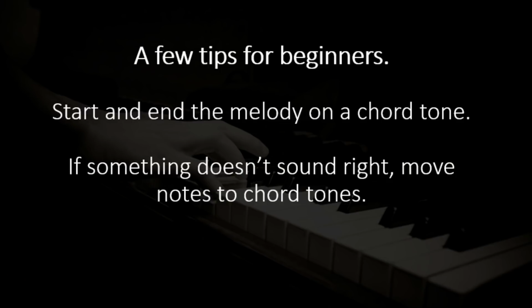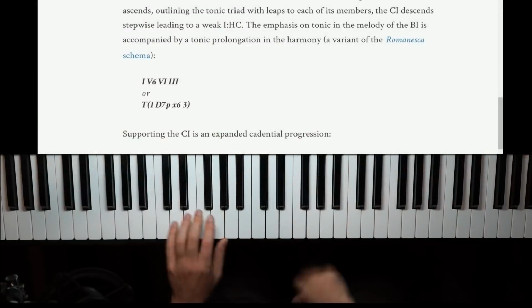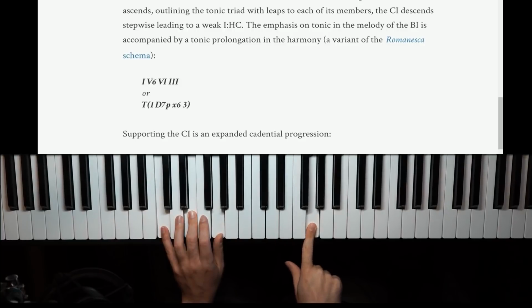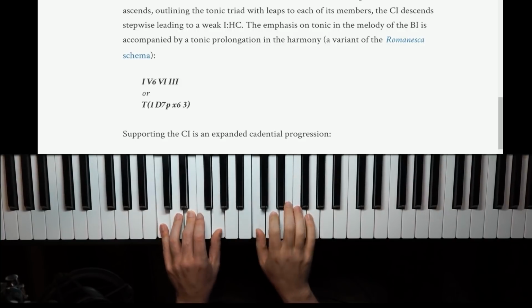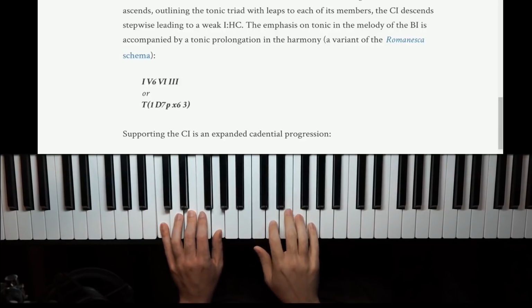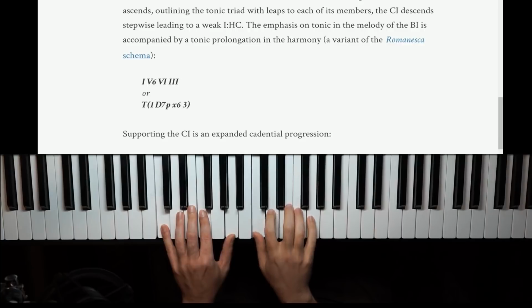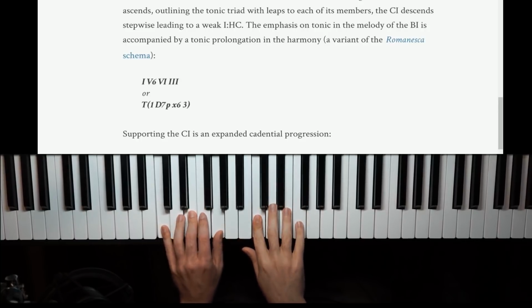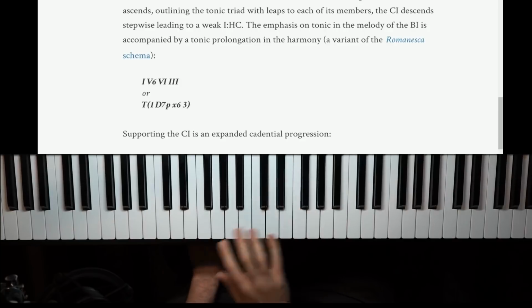Okay, I got some tips for you if you're a beginner. So you want to start and end the melody on a chord tone, which is whatever chord you have in the bass. So say we're in C major and you're playing a C major chord. If you want to play it safe, start the melody on one of those 3 notes. Now you can start it on a different note if you know what you're doing, but in the beginning when you're just starting out, stick to these 3. Kind of like that. So you're using the notes of the chord below.